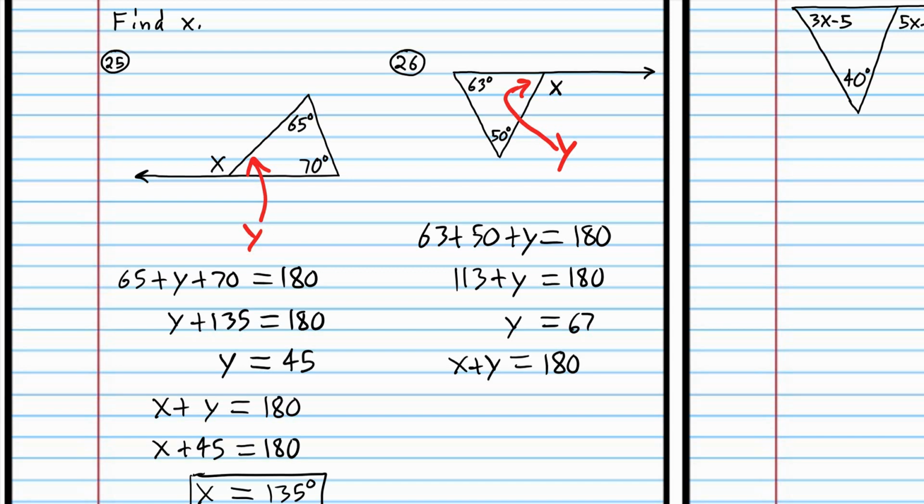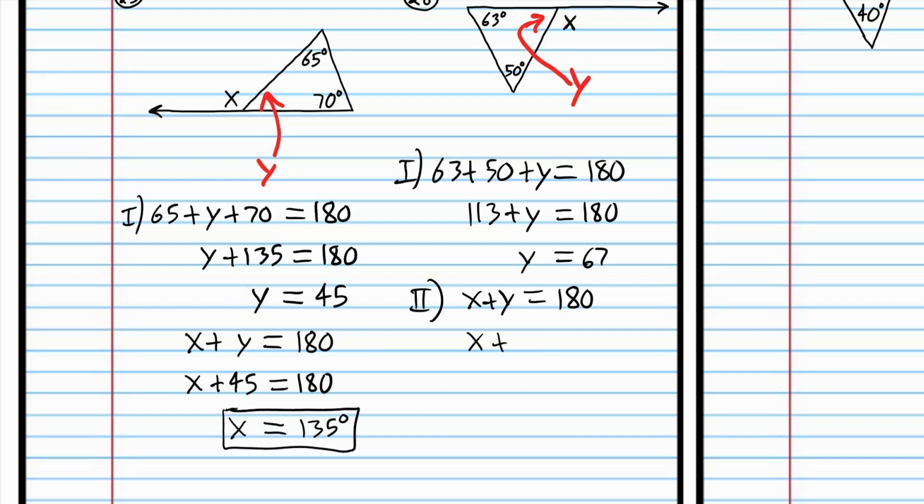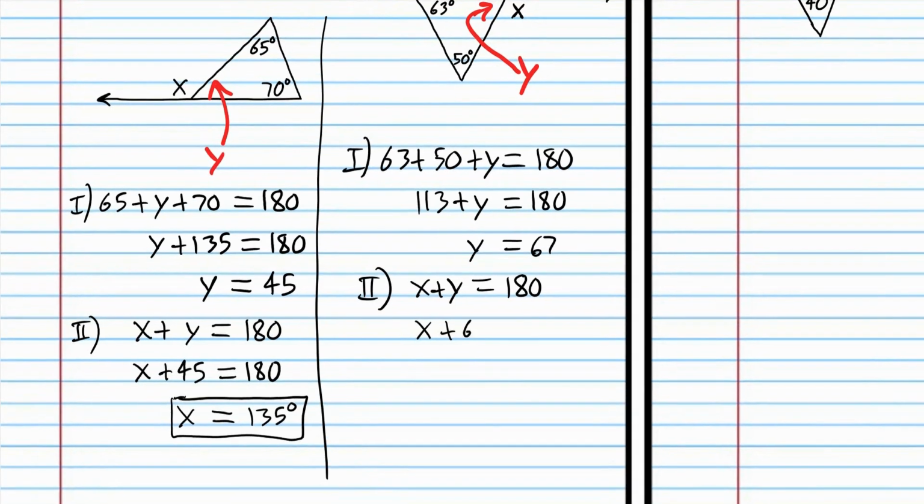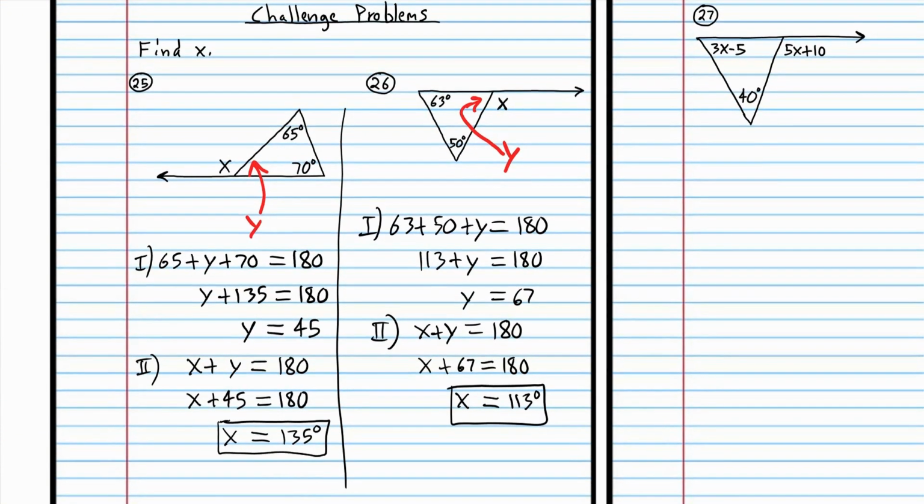And we know that y, we found y, and maybe we should do steps here. That's step 1, step 2, put a little divider line. We found y is 67, and now we just subtract 67 from both sides, and we get 113 degrees. Again, that makes sense. It should be the sum of these two angles.